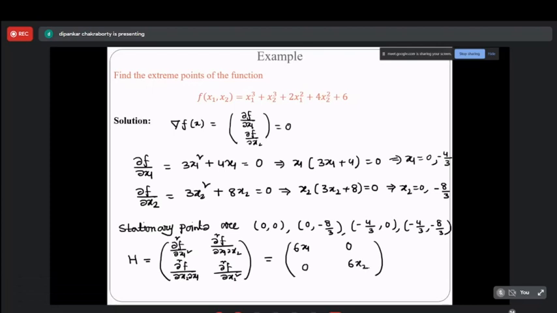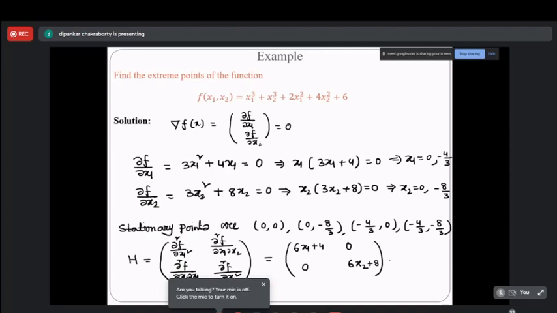Is it okay? No, it is not correct. It is 6x1 plus 4. If I take another order derivative, 6x2 plus 8. Is it okay now? Yes, so 6x2 plus 8.